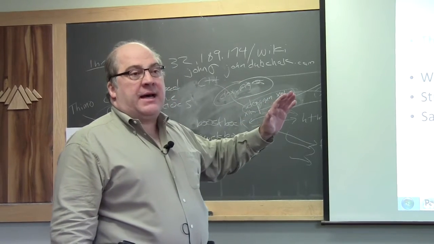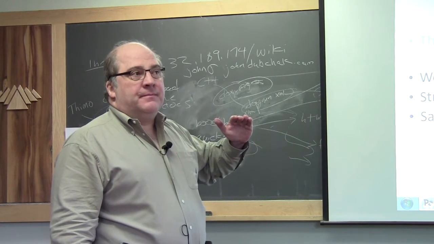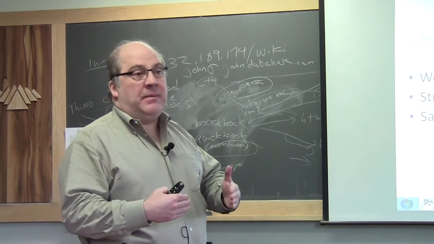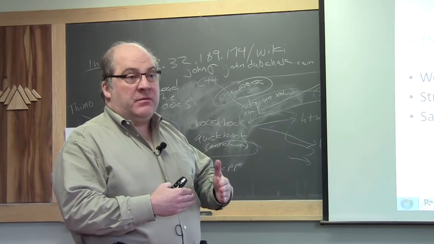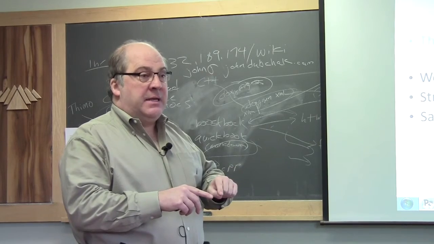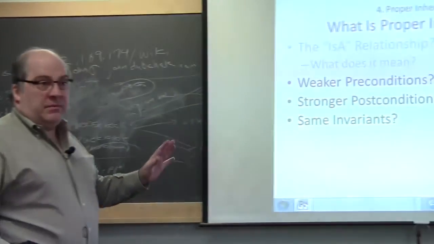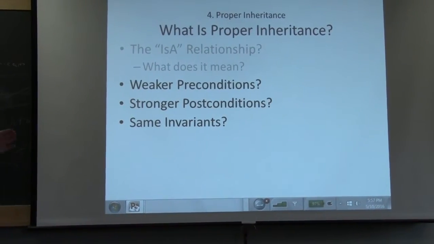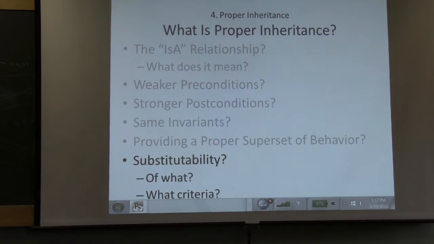When we say weaker, it has to be a proper set containment. So the weaker precondition contains the stronger precondition, right? The weaker precondition means I accept more. Stronger preconditions, I accept less. But there's no Venn diagram here, right? Okay. And same invariance, right? This is something that was proposed as a way of thinking about inheritance. Another one is providing a proper superset of behavior, right? Another one is substitutability of what? What criteria do we use?